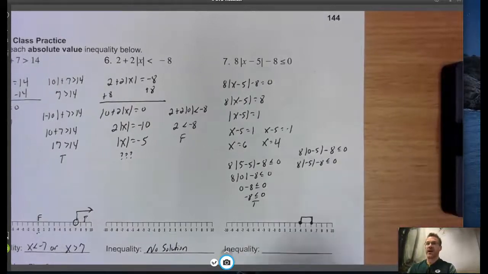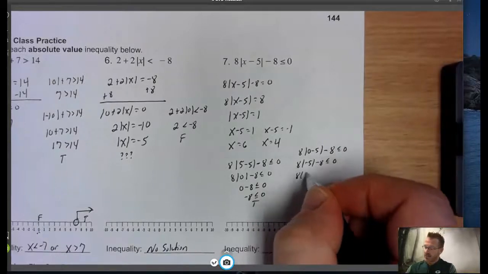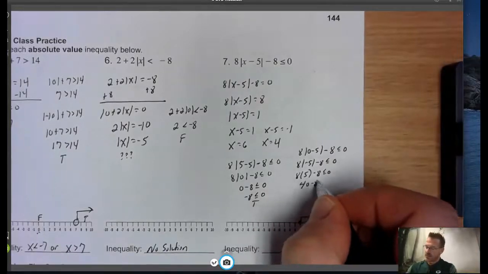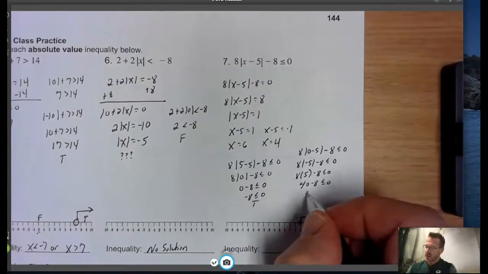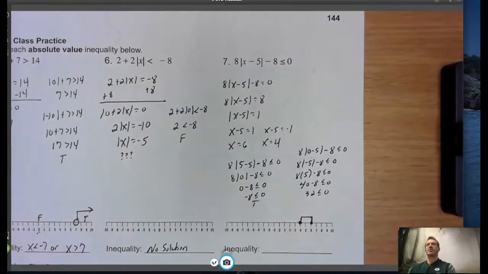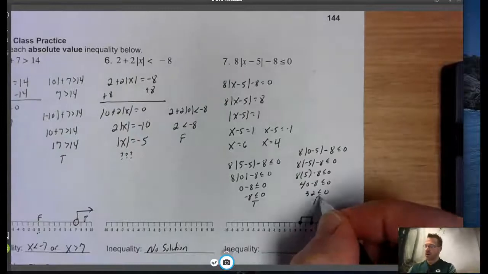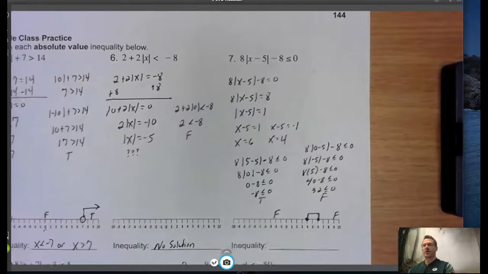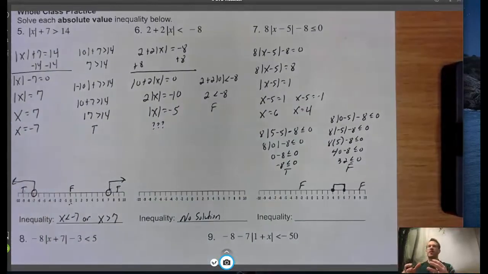The absolute value of negative 5 is positive 5. And then 8 times 5 is 40. 40 minus 8 is 32. And so notice I get 32 is less than or equal to 0, which is false. That means this side would be false, and this side is false. So we can test again if you're unsure, just to verify which situation you're in.